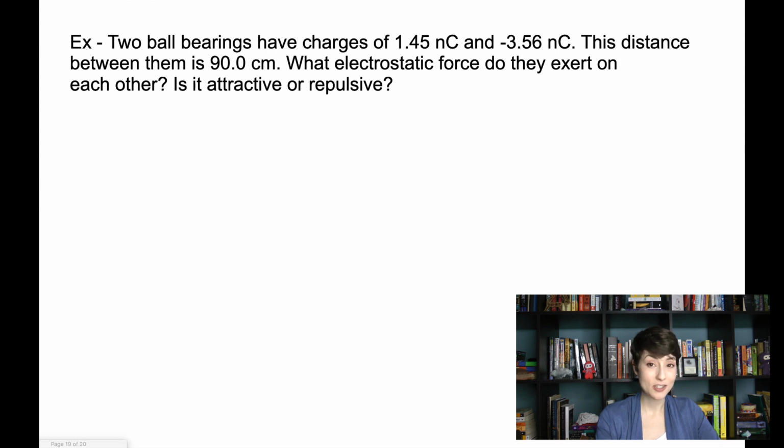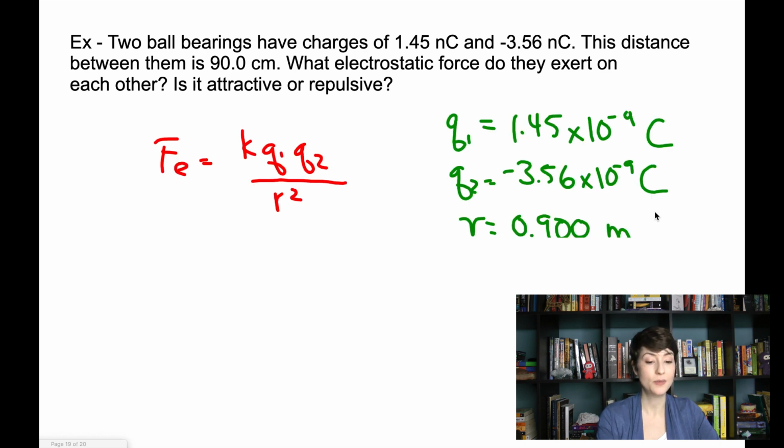The last part of this question you can probably answer for yourself right now, which is a good idea when you're solving these problems. So the first thing to do is to write down the equation we need to use, which is simply Coulomb's law, and to summarize what we're given. Don't forget, the separation between the charges has to be in meters. Nano means 10 to the minus 9.